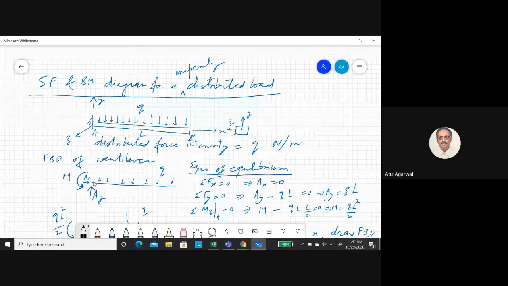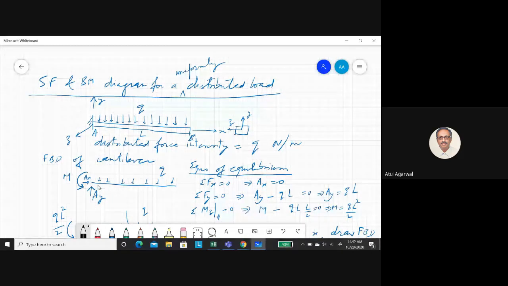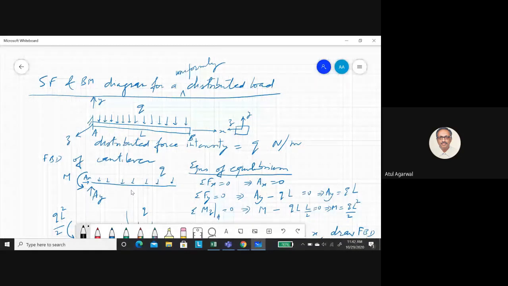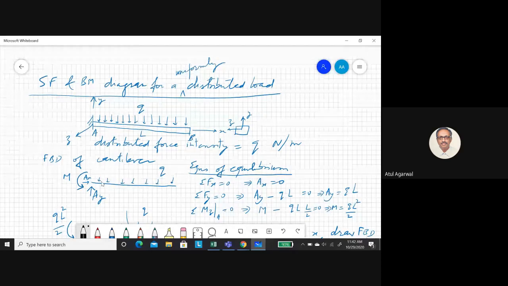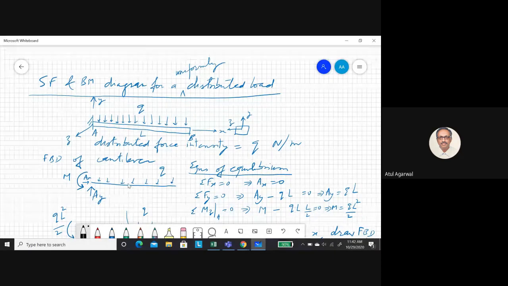So this is a couple. This is a counterclockwise couple, so it will be M only. And the couple caused by this force Q: you can assume this force is like a single force at the middle position, value Q into L. That's an equivalent force for this distributed force, the force Q into L at the middle, at the centroid of this load diagram.